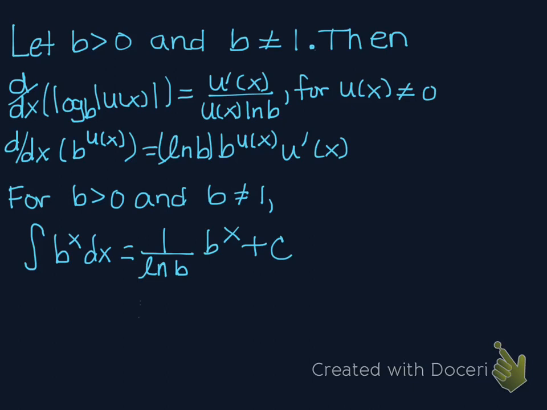And that the derivative of an exponential function with base b and power u of x is equal to the natural log of b, and that's in parentheses, times b to the u(x) times u prime of x. And finally, for the integral, we have the integral of b to the x dx is equal to 1 over ln of b times b to the x plus the constant c. When we're working through these problems in the homework, it's pretty much plug and chug, with the occasional u substitution to write it in one of these forms.